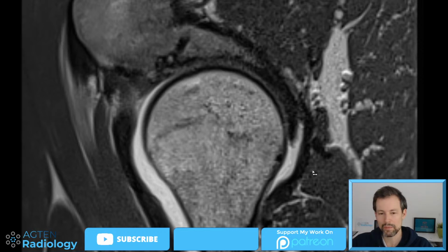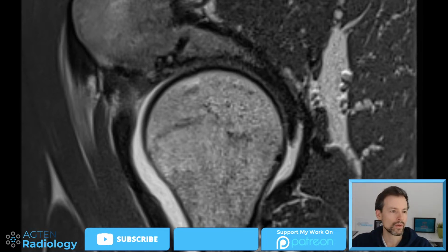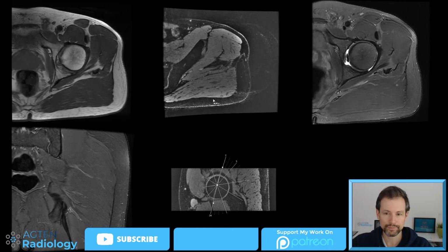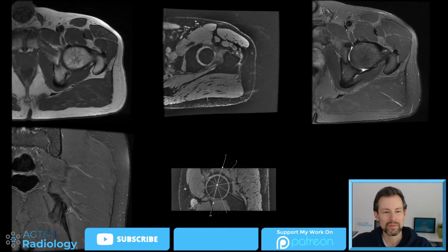It's 10 o'clock, so I will not keep you much longer. I think I've got one more, case number 3, and we can quickly go through that one, because this one is not a post-operative MRI.